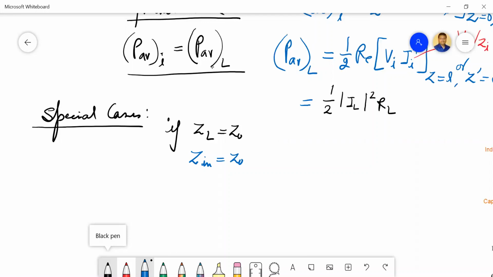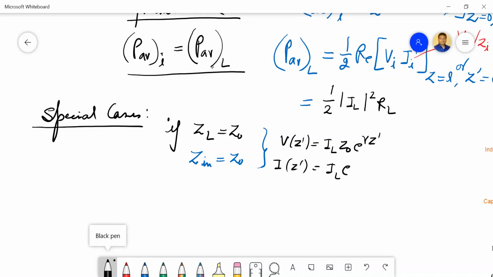And if this is the situation, only forward waves will exist. There will be no reflected term here. So if there is no reflected term, you can write like this, with e to the power gamma.